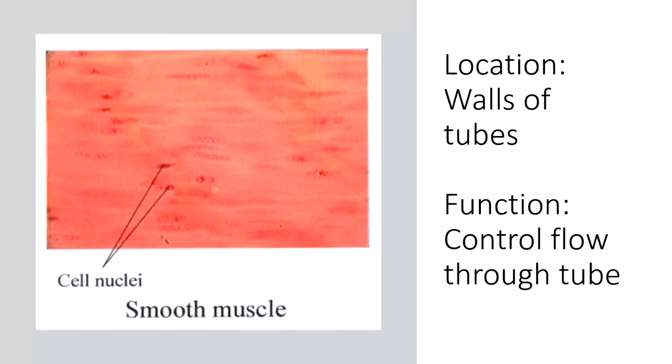This is our last type of muscle, smooth muscle. With smooth muscle, we don't really see any striations. We do see these cell nuclei still, but we don't see any striations. So this is smooth muscle. Don't forget, we find it in the walls of tubes in the body, and it's going to control flow through that tube.